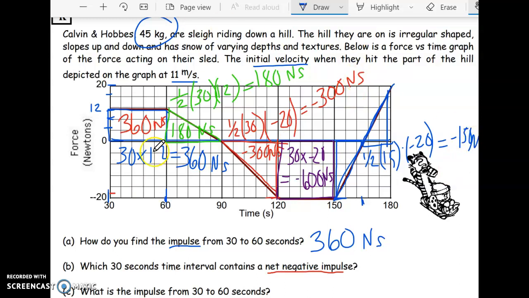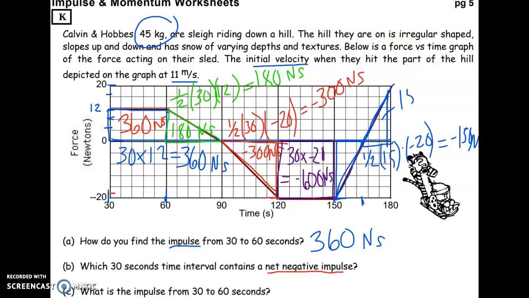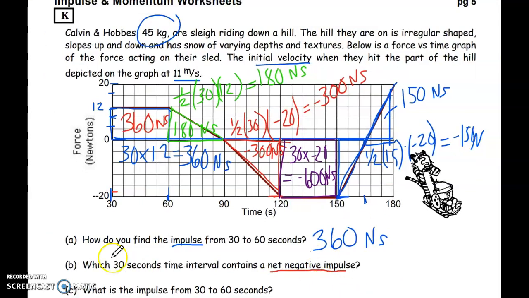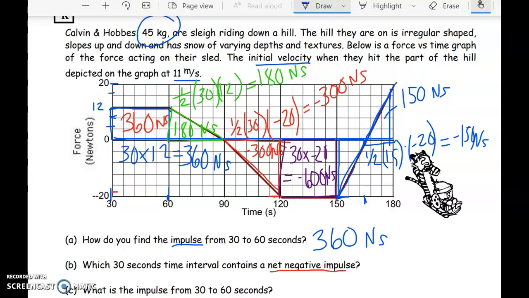And then if you calculate the area for this top triangle, it would also be 150, but it is positive because it's in the positive part of the graph. All right, so in your calculators, you would first find when do we have a net negative impulse, because that's what question B is asking us.